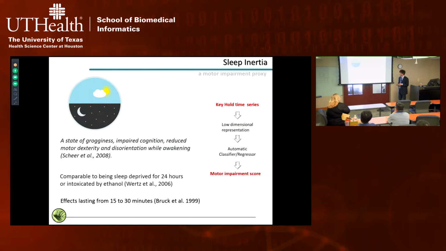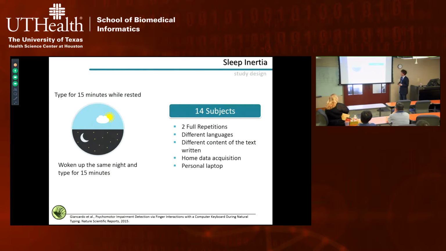As I told you, this is a state of grogginess comparable to being sleep deprived for 24 hours. The effect lasts from 15 to 30 minutes. Our pipeline, in this case, is getting a motor impairment score, so not a Parkinson score. 14 subjects, we did the repetition twice, so we had four data points. People had different languages, different laptops. The data was collected at home, and the typing task was for around 15 minutes.